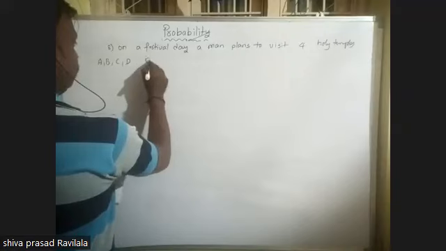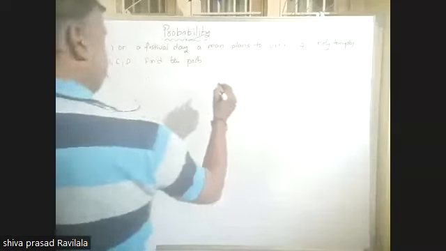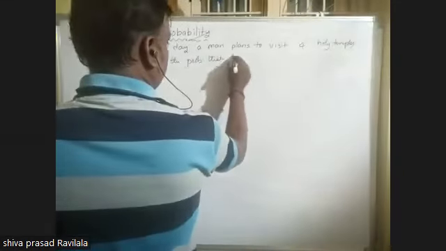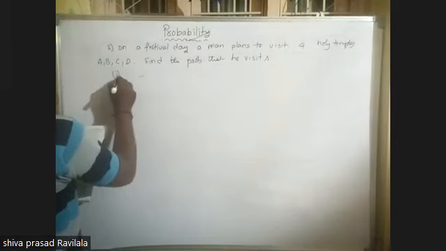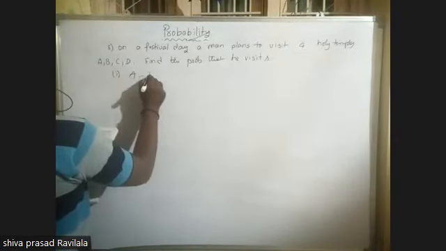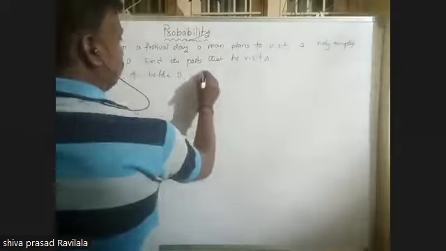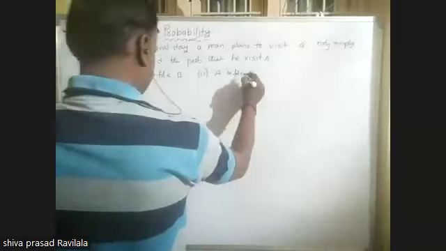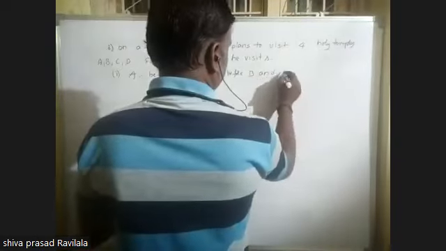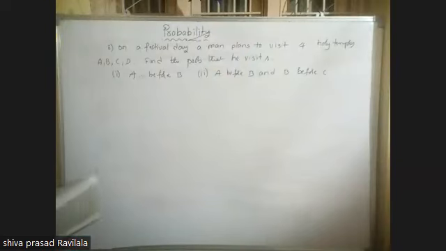Next, first, find the probability that he visits these temples under some conditions. First condition: A before B. To go to B, he must compulsorily visit A first. And the second: A before B and B before C. Try to understand this question. First one, A before B, and second one, A before B and B before C.